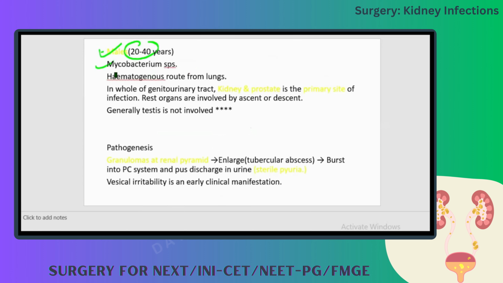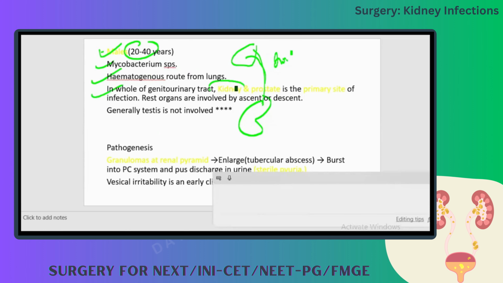This is all in microbiology. And it is hematogenous. It always spreads hematogenously. From the lung, it will spread to the kidney through blood. In the whole of the genitourinary tract, kidney and prostate are the primary sites of infection. The rest of the organs are involved by ascent or descent. Kidney is involved first, then other organs. Prostate is involved first, then other organs.